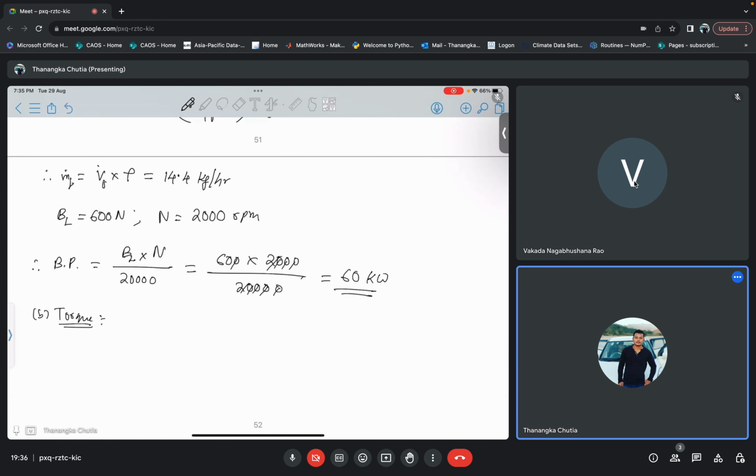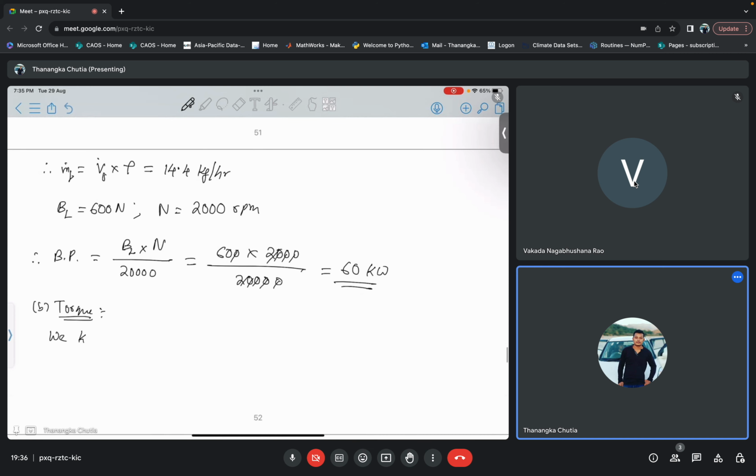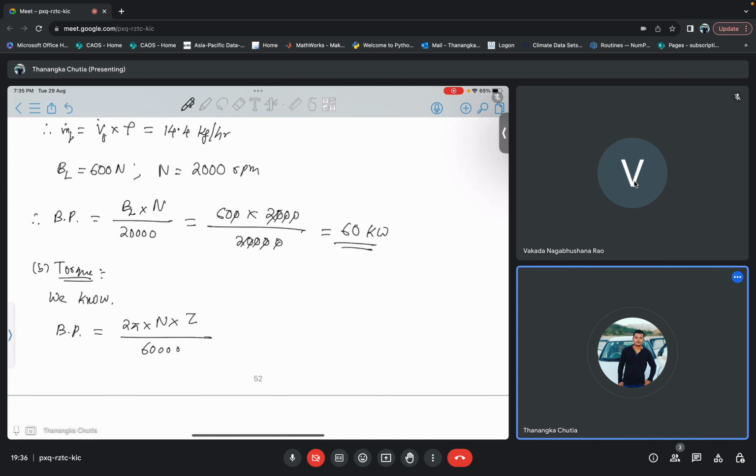Okay, so we know brake power is nothing but 2 pi into N into tau divided by 60,000 if you express everything in kilowatt. Okay, and this tau is in Newton per meter. So we got your brake power as 60. Okay, 2 pi, what is your N? N is 2000, tau is not known, and this is divided by 60,000. Okay, in doing this you will get your tau.